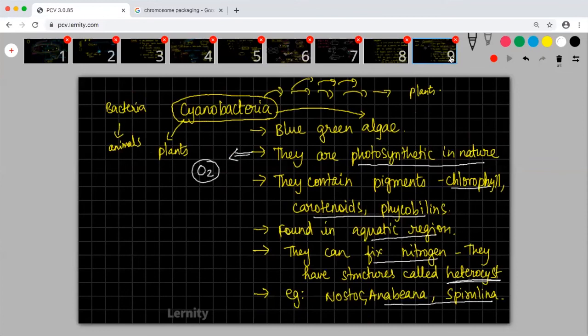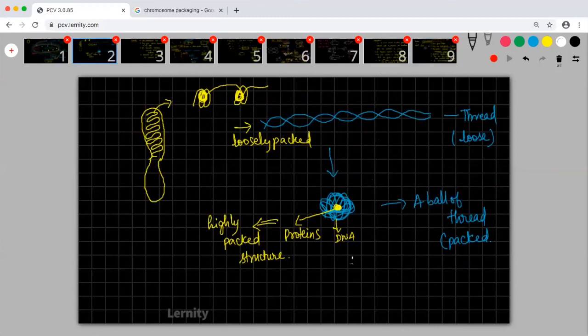No, cyanobacteria is not archaebacteria. It is a eubacteria. One more thing you need to know: Monera is divided into two types, Eu and Archaea. This Archaea is divided into bacteria and cyanobacteria.